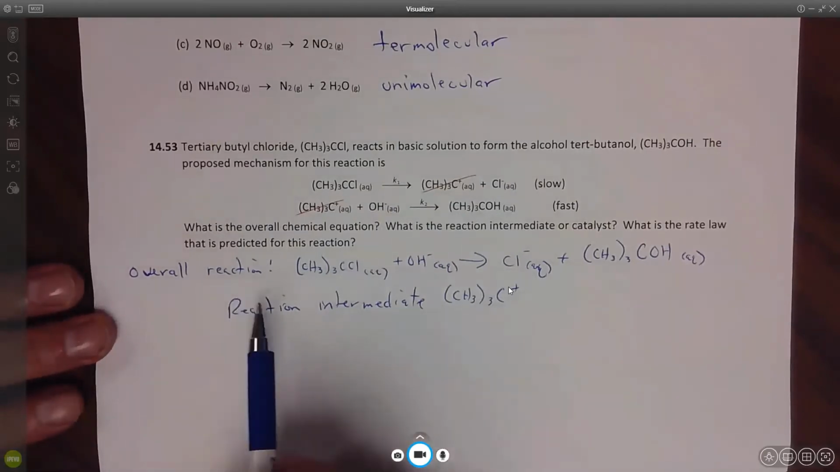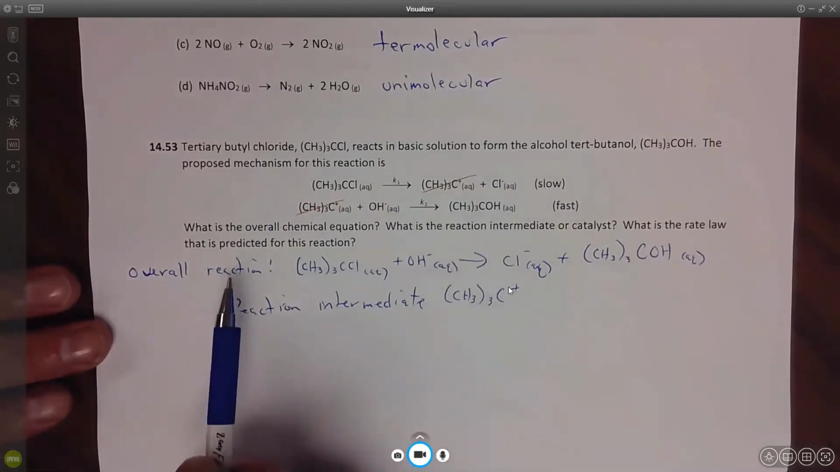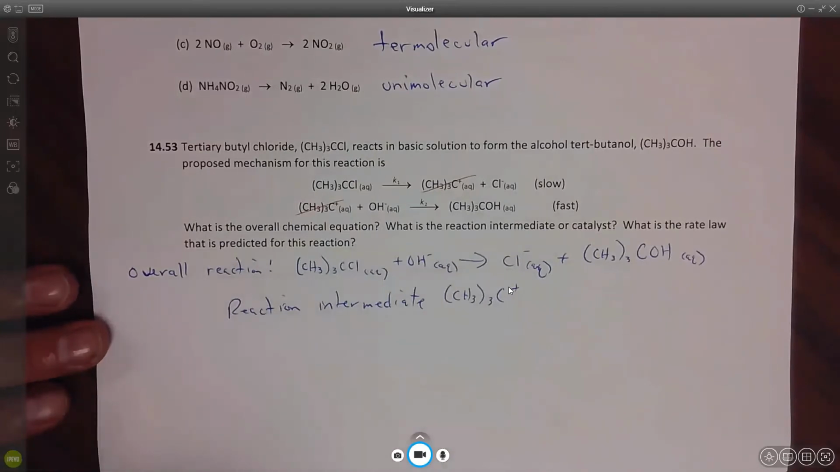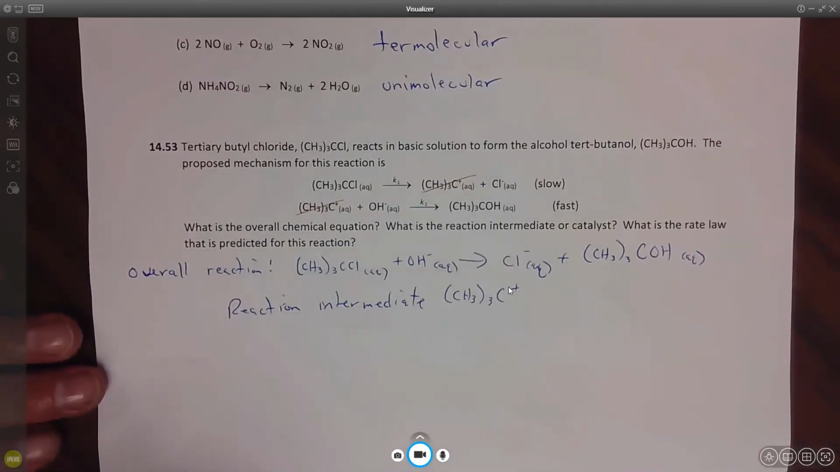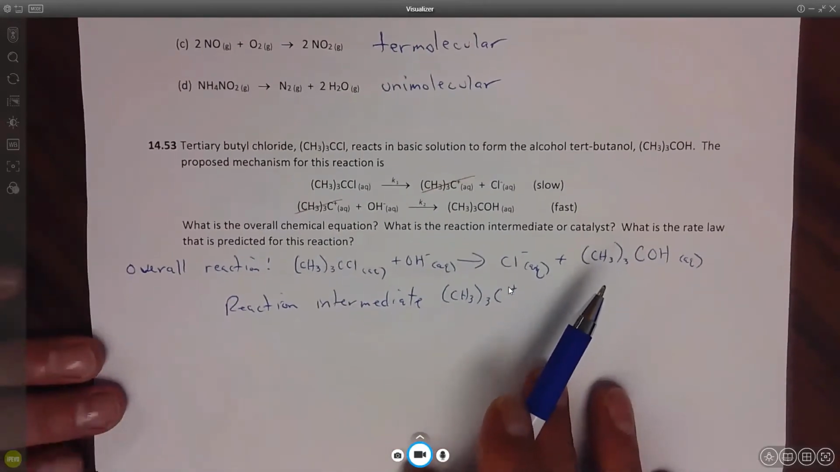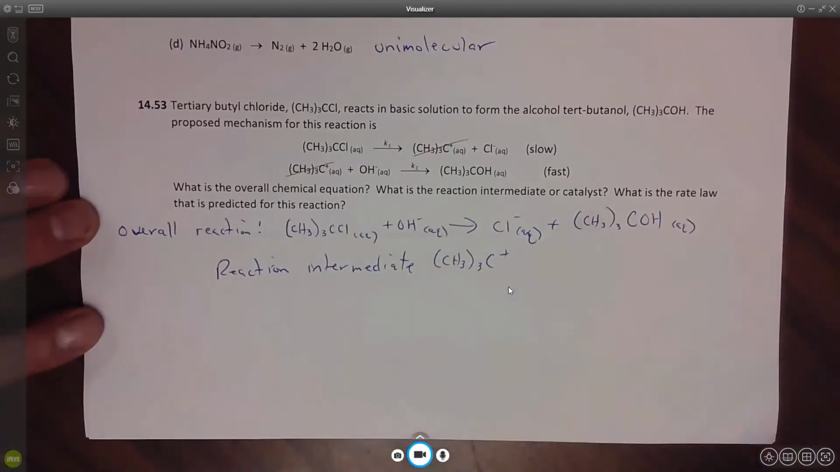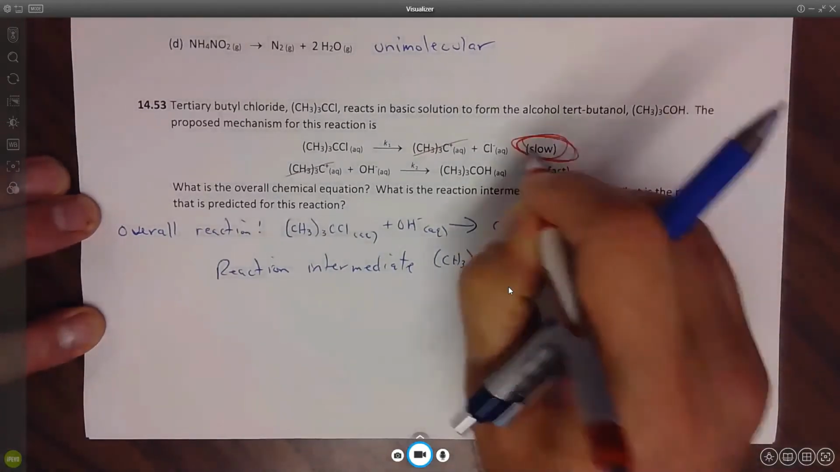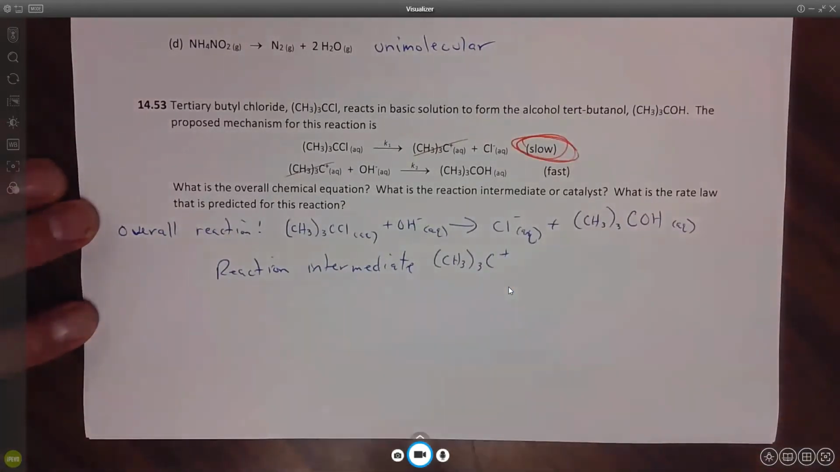Then finally, it wants to know, what is the rate law for this reaction? Where am I going to get the rate law from? Hannah, what do you think? You can find the rate law from the first rate constant, so this first reaction. Why? Because it's the slow step. That's right. The rate determining step is our slow step. That's where our rate law comes from. So what is the rate law for that then?